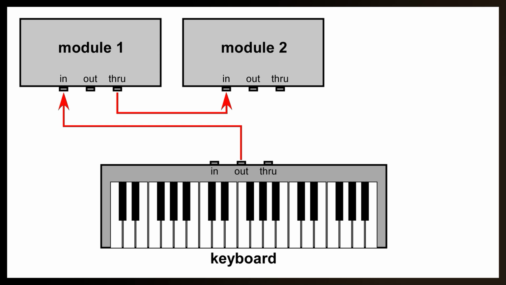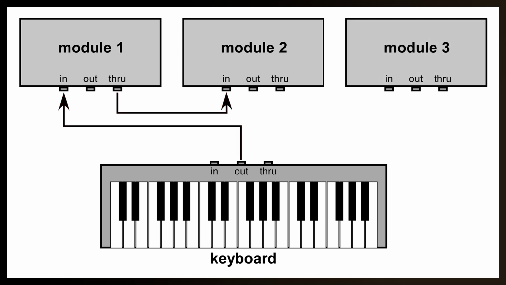And you could repeat this process for as many modules as you want. So with the second module, it would go through the second module into a third module. And this would mean everything you play on the keyboard will be played by all three modules. So in effect, you're creating a daisy chain of musical devices. The problem arises when you want to use just one of the modules and not play all three.